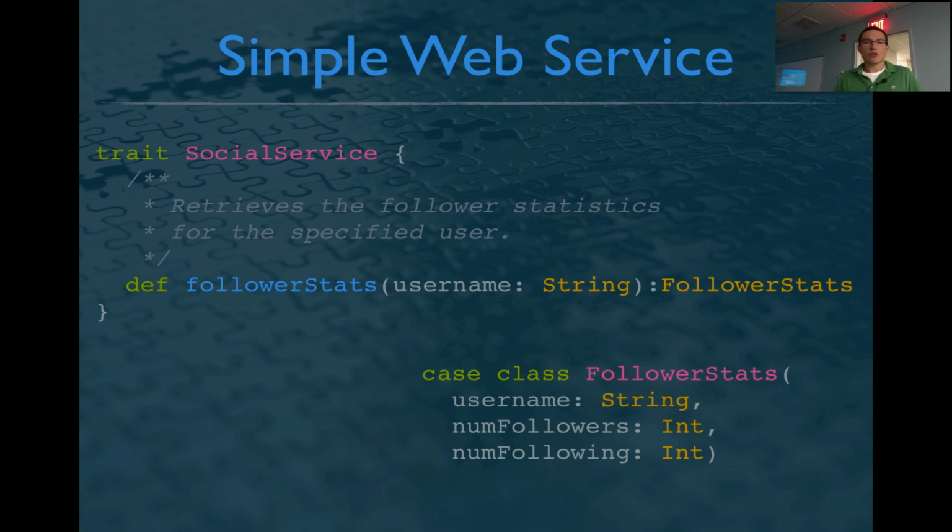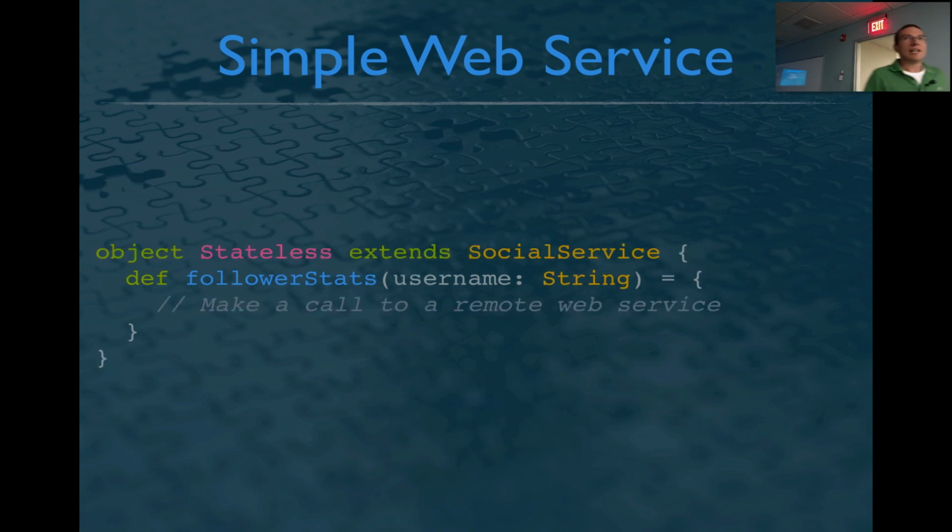We have a social service with one method, follower stats, taking a username, and we just get back follower stats with num following and num followers. Very, very basic. And we can implement this in a stateless way. Just replace that comment with your HTTP code of choice, whether you're doing HTTPS URL connection or you're using something like dispatch or whatever. Nothing particularly interesting here, right?